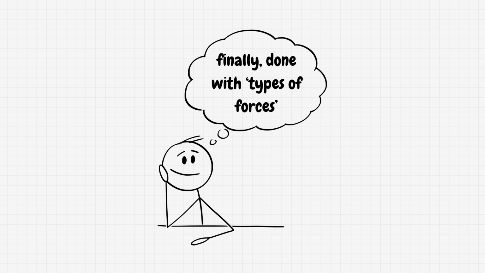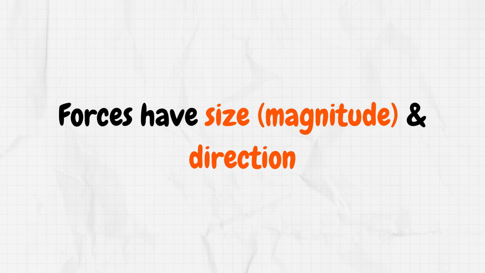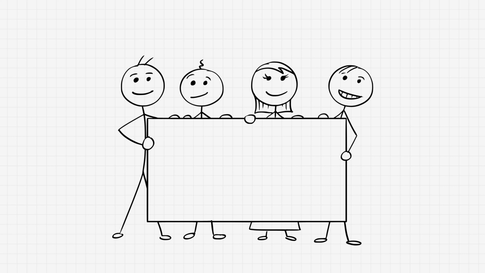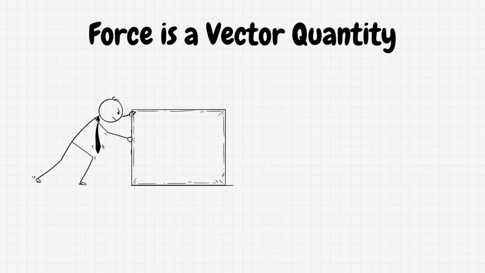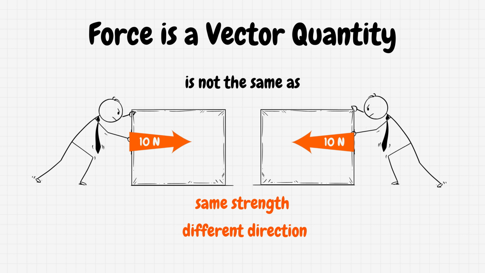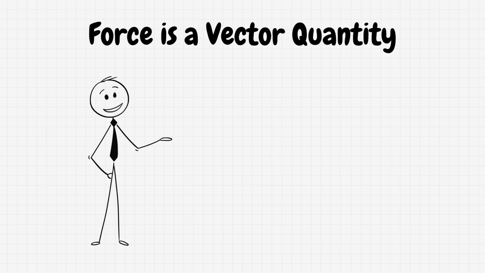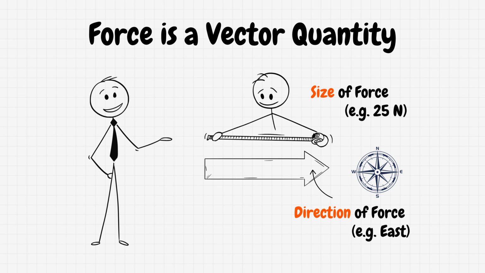Now that we have looked at different types of forces, there is something else we need to understand. Forces don't just have size or magnitude, they also have a direction. That's why we say that the force is a vector quantity. For example, pushing a box with 10 newtons to the right is not the same as 10 newtons to the left. Same strength, different direction, so it's a different force. To show both size and direction, we often use arrows. The length of the arrow shows the force's size. The arrowhead shows the direction it's acting.